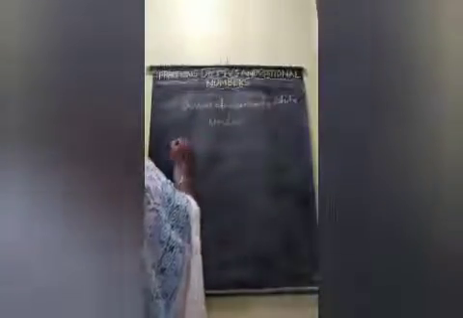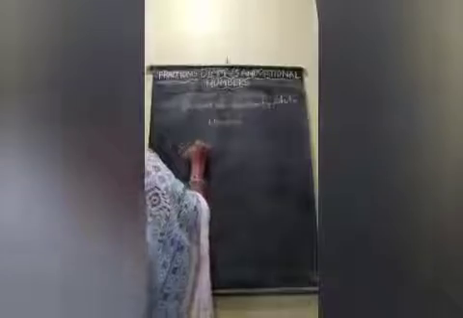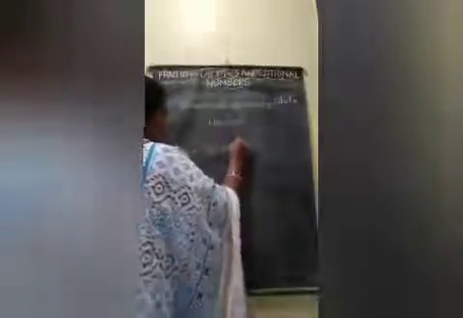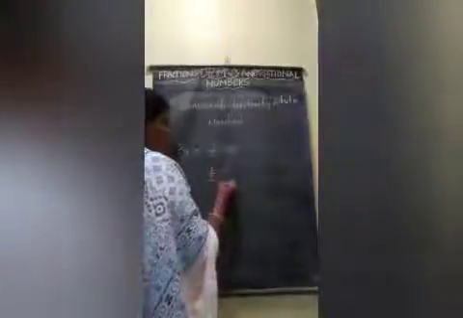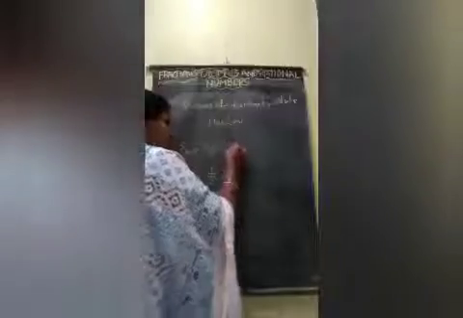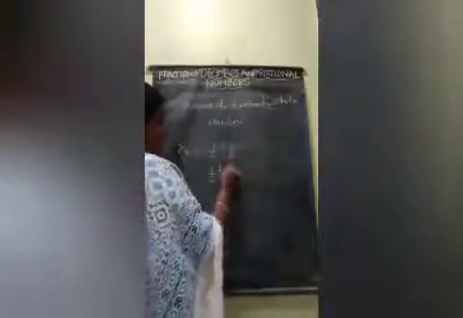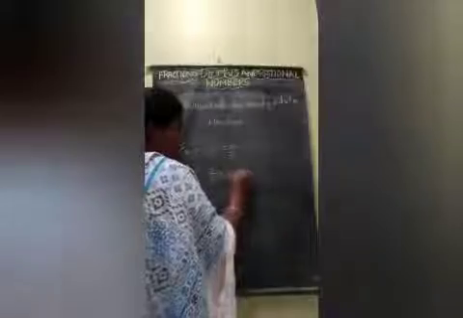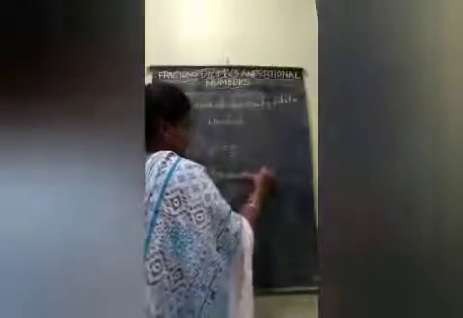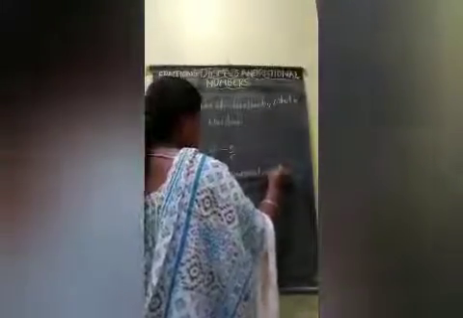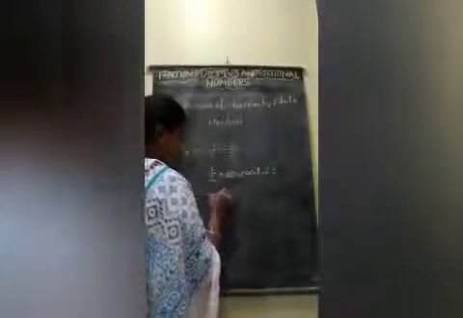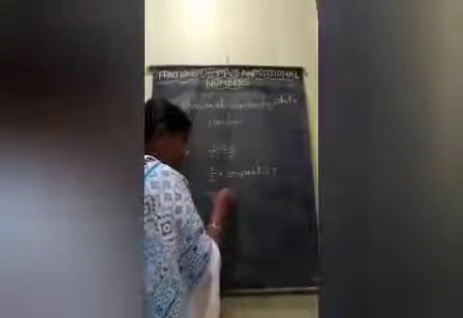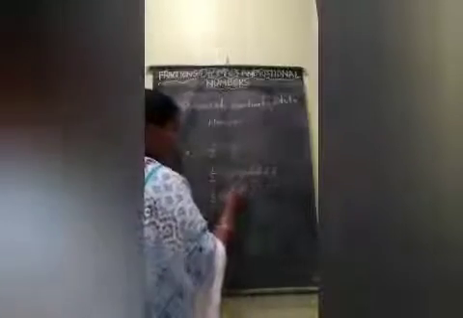Division of a fraction by a whole number. Take one example: 1 by 2 divided by 5. How do we divide these? 1 by 2 multiplied with the reciprocal of 5, which is 1 by 5. That is equal to 1 by 2 multiplied with 1 by 5.